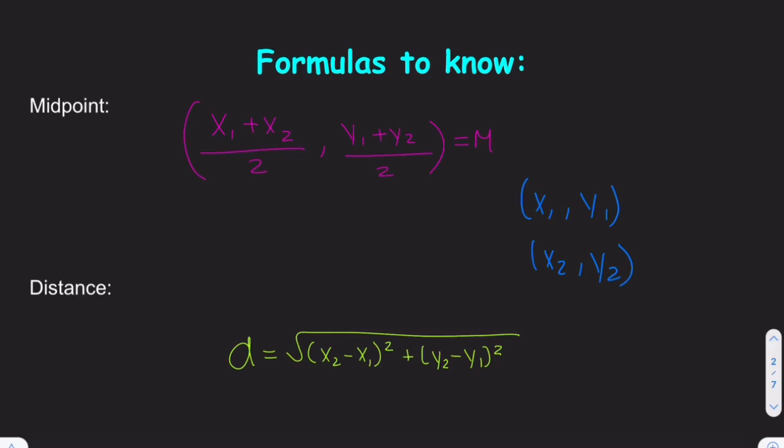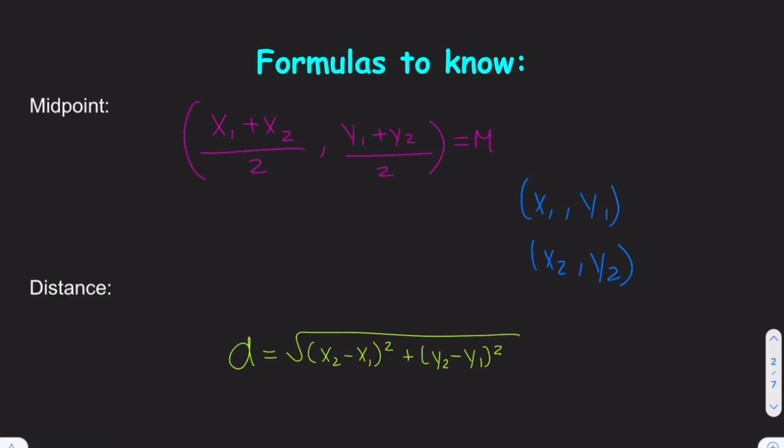Next is the distance formula. D equals the square root of (x2 minus x1) squared plus (y2 minus y1) squared. And after you find the sum of those numbers, you're going to square root that number and get your distance.